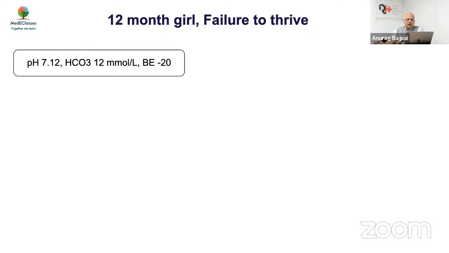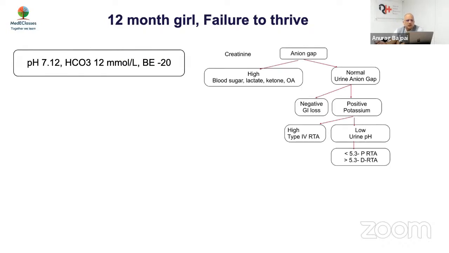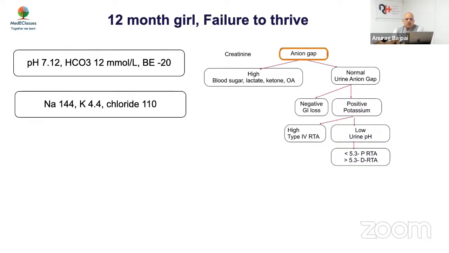12-month-old girl with failure to thrive, Alapan, pH is 7.12. There is metabolic acidosis that we are seeing. In this scenario, these are the sodium, potassium, and chloride. What do you think here? 144 minus 12 minus 110. So it's definitely on the higher side.